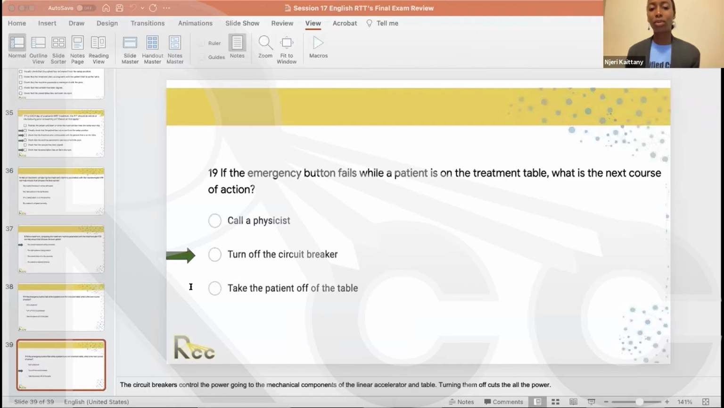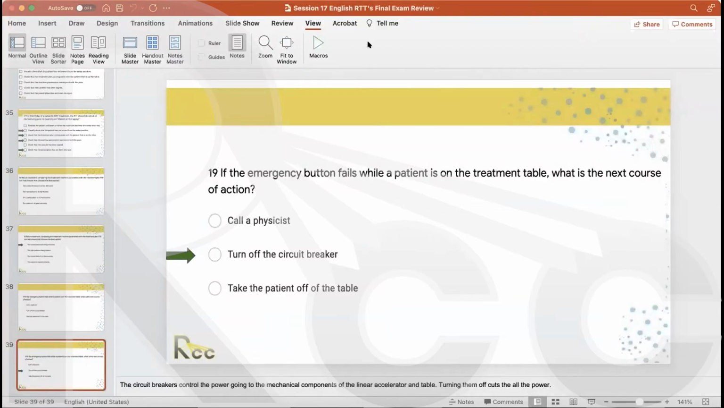But you'd also want to make sure that whatever is causing the emergency, first of all, you want to make sure that you stop the beam, so to speak. And so by turning the source off and then getting your patient, that would be your best course of action, because not only do you have the patient's safety in mind, but also yours as well as the therapist's.